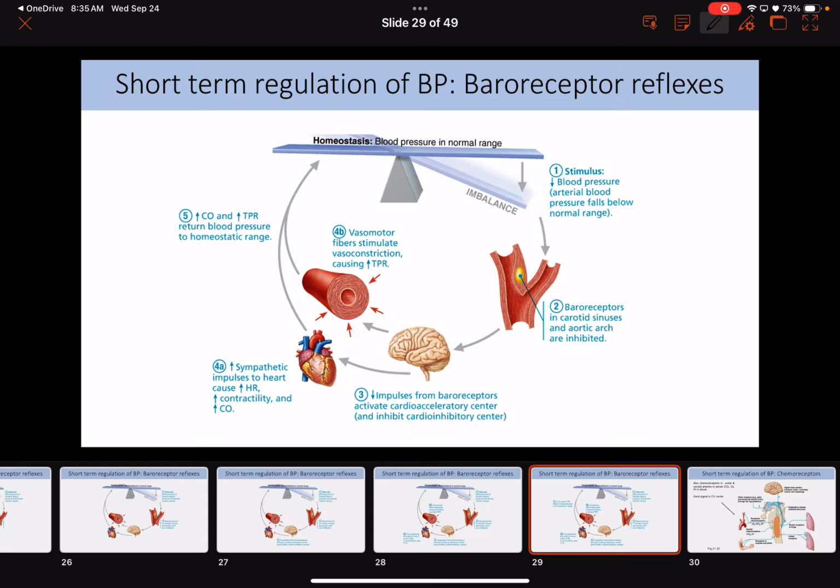If blood pressure is too high, we want to slow down the heart. We want to reduce its contractility, and we want to dilate the vessels in order to bring that blood pressure back down. When blood pressure is too low, we want to speed up and excite the heart, make it pump more forcefully, as well as constrict blood vessels to then bring that blood pressure back up to normal.